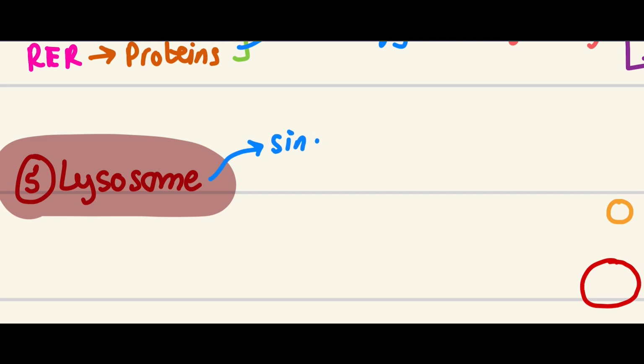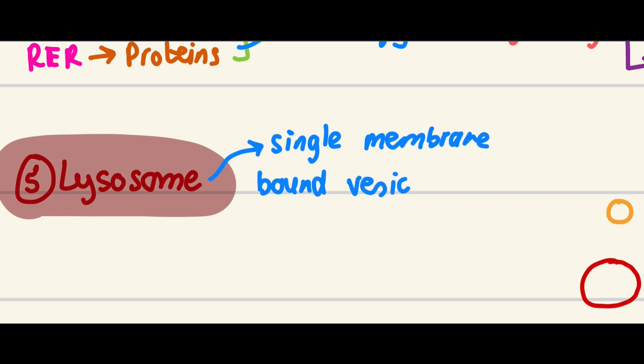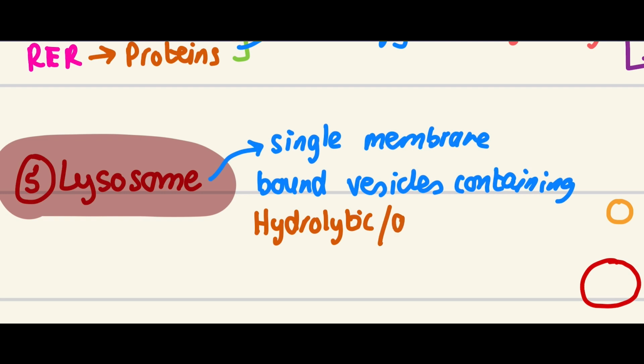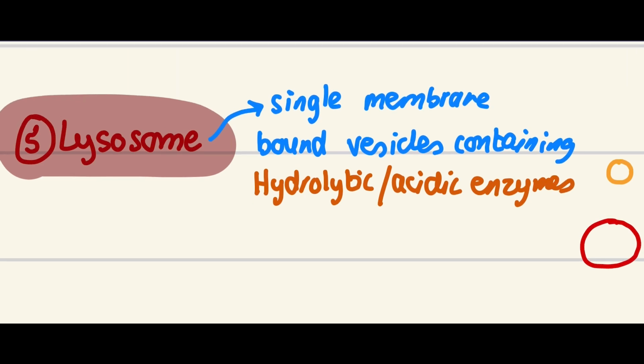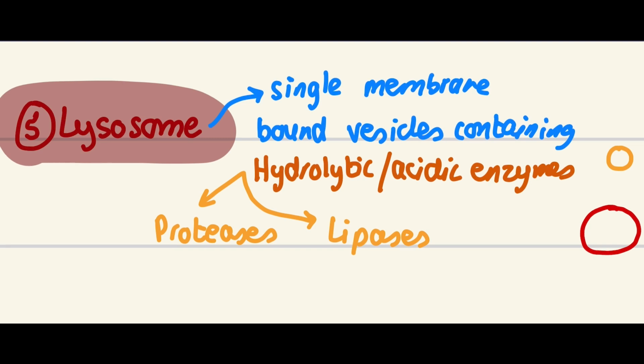So these are basically single membrane bound vesicles containing hydrolytic / acidic enzymes. Basically really powerful enzymes that have the ability to eat away at material. So for example, we have proteases, which are able to break down protein, and then we have lipases, which are able to break down lipids.